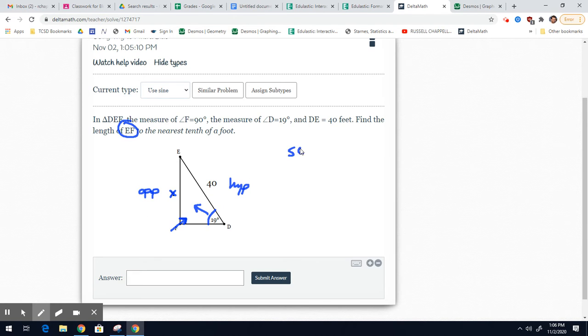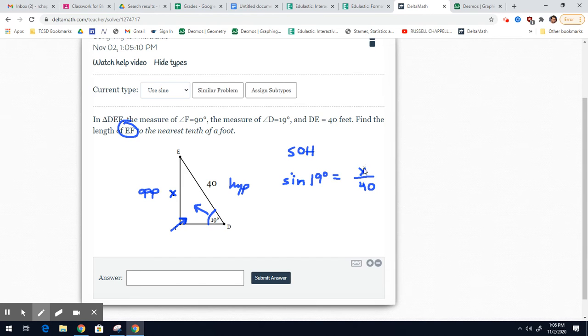So which of the trig ratios involves opposite and hypotenuse? Well, that is sine. We're going to create a sine equation using 19 degrees, x and 40, and we'll solve for x. Sine of your angle, and they give us the angle measure. The angle measure is 19 degrees equals. And now we're going to put the opposite on top, x, over the hypotenuse of 40.